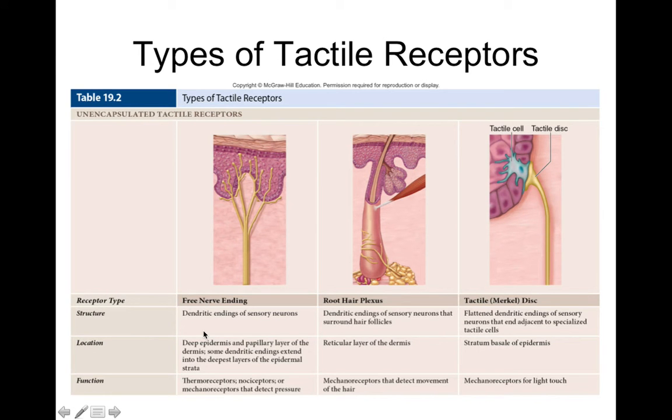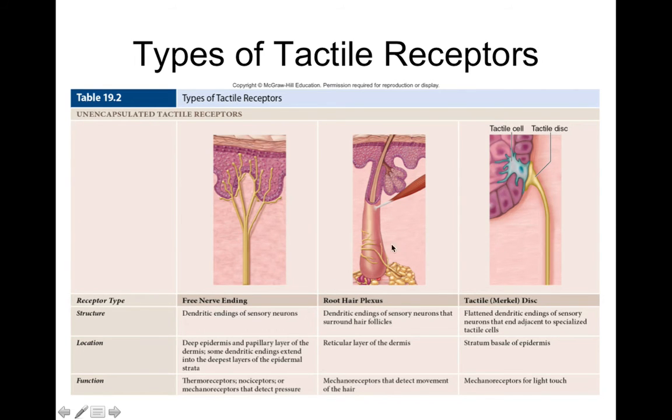Now, we're going to first talk about these unencapsulated receptor types. So for the unencapsulated variety, we have the free nerve endings, root hair plexus, and the Merkel cells right here, or tactile cells. Now, for the free nerve endings, these are basically just dendrites that have receptors for things like temperature and pain, but some can also detect a little bit of pressure. And you find these mostly in the papillary layer of dermis, as well as a little bit in the epidermis, and these are located throughout skin.